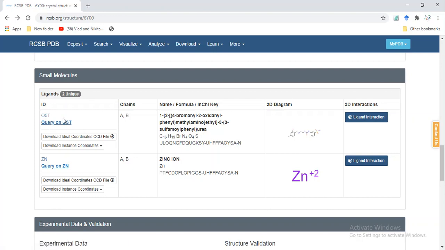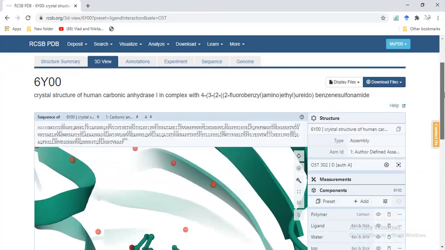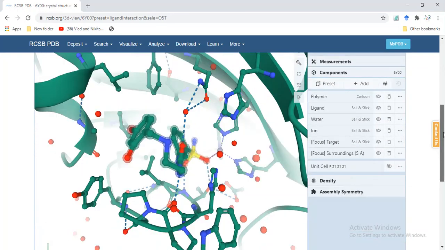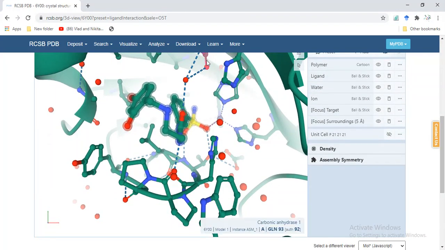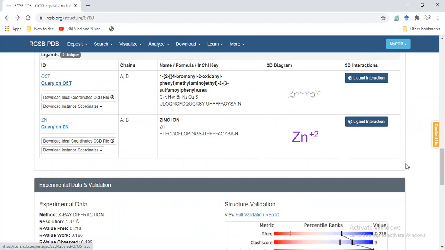Like the PDB ID for the macromolecule, there is also an ID for ligands. Here we can observe the 2D structure of the ligand, the 3D structure of the ligand, and ligand interactions. We can also observe how it interacts with different residues. Let's suppose this is glutamine 93 from carbonic anhydrase 1, and these are other residues. So now, how can we retrieve this structure?